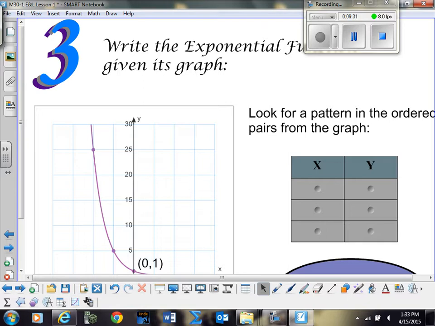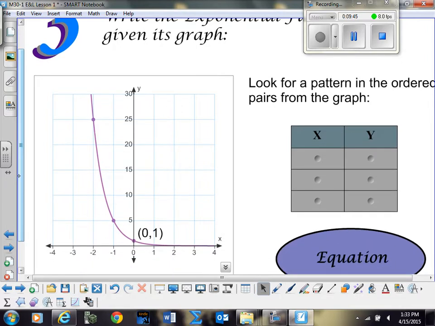All right, what if I gave you a graph and asked you to give me the equation? Look for a pattern in the ordered pairs. There are 3 points here that are highlighted to help you decide what the base would be. Because 0, 1 doesn't help very much, because all bases will give you a y value of 1 when the exponent is 0. So 0, 1 isn't going to help much. Negative 2, 25 is another point. Negative 1, 5.